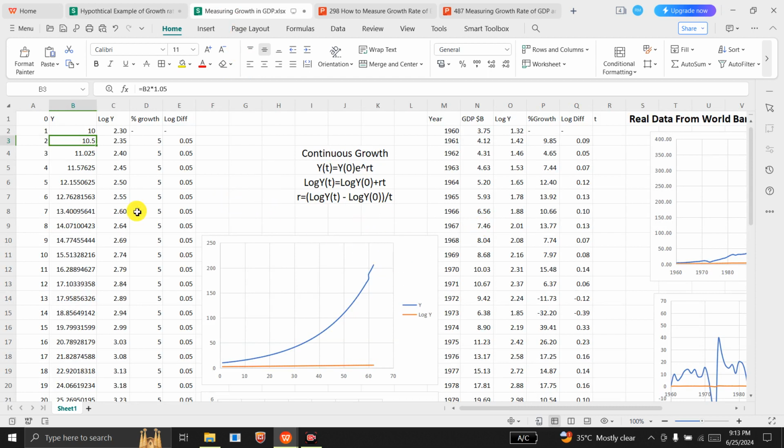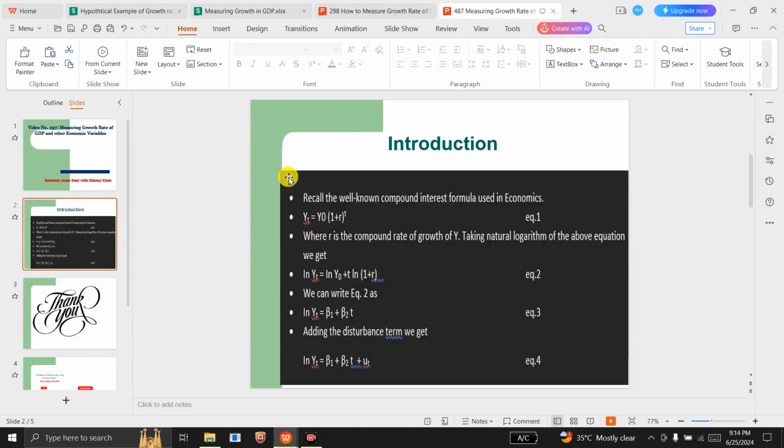Now let me open another file. Here is some hypothetical data. This is an initial value of y, where y is GDP, and here I have given this formula that this GDP has grown throughout by 5%. So using this formula, r is 0.05 and 1 is 1.